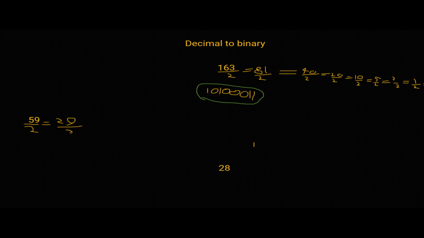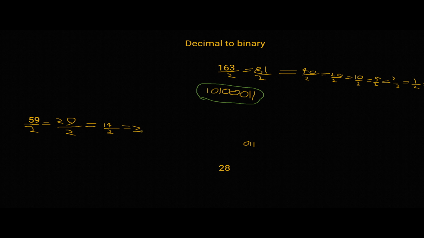29 divided by 2 is 14.5. Let me see. Yep, 14.5. So we will add a 1 here as there is a remainder. Go ahead and dismiss that. 14 divided by 2 is 7. No remainder.